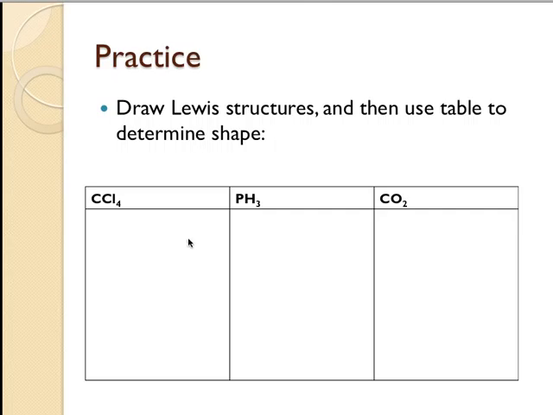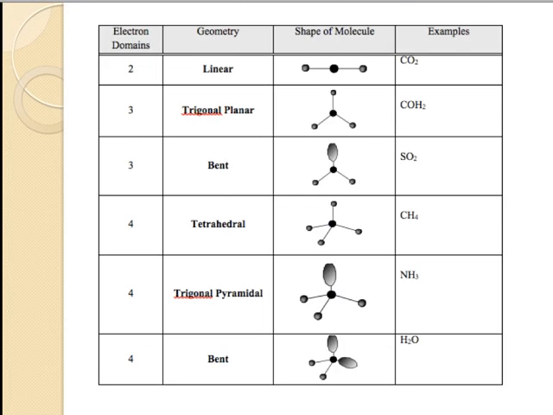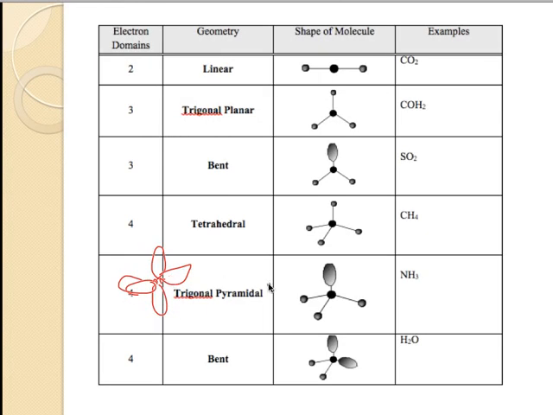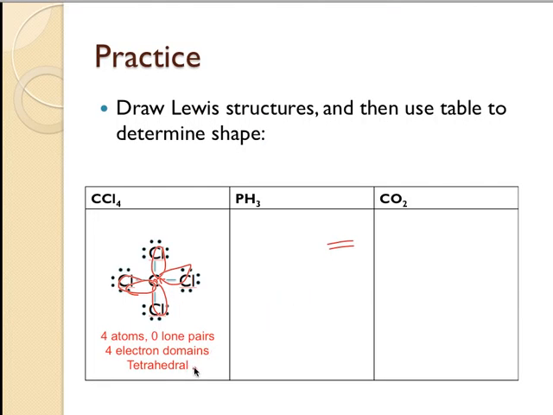Okay, you should be back from trying this on your own. So for carbon tetrachloride, that would be the Lewis structure. If you look at this Lewis structure, hopefully you'll see that I have 4 electron domains. Each one of them has an atom connected, so this should be tetrahedral. Good.